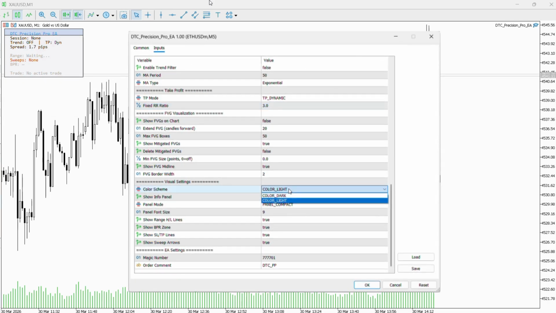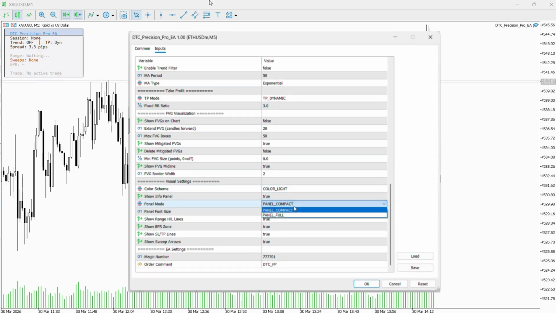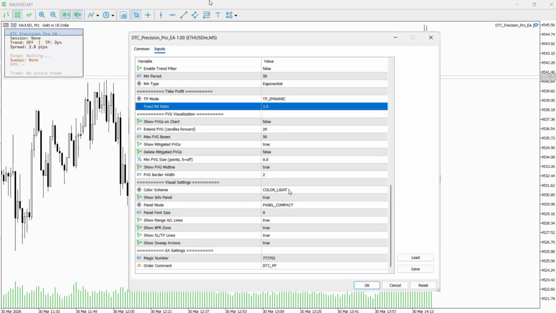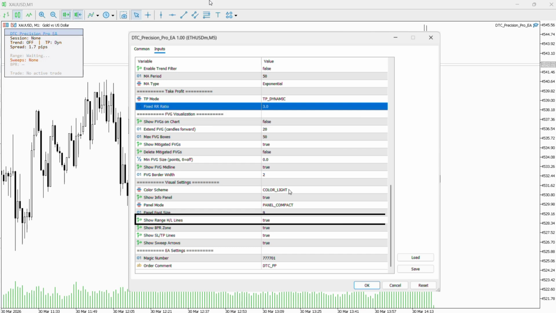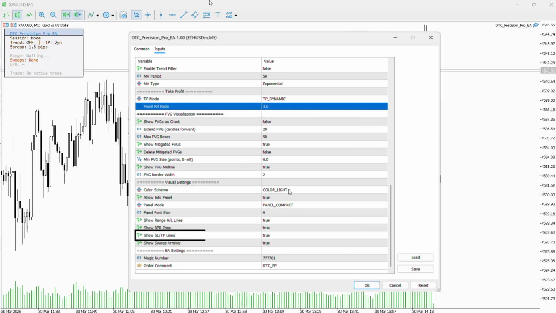Visuals. Dark or light color scheme, compact or full panel mode, and toggles for showing FVG boxes, range lines, BPR zone, SL/TP lines, and sweep arrows. Customize it however you like.